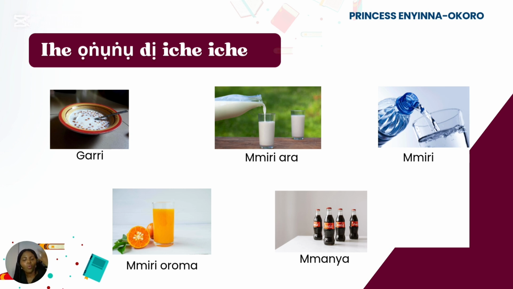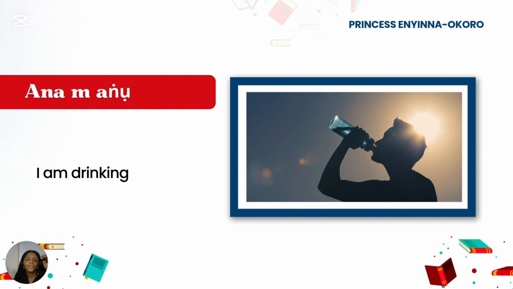Then the next one we see beside the orange juice is the Coca-Cola, what we call soda, soft drink. What do we call soft drinks like this? We call them manya. Say with me, manya. Again, manya. Very, very good. That's what it's called.